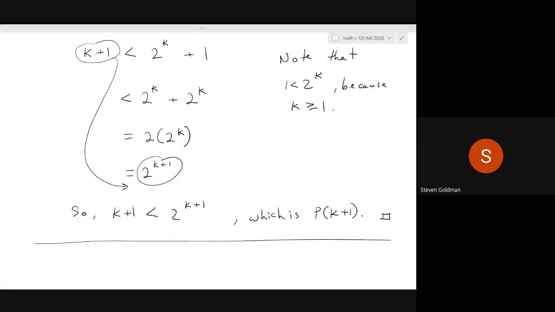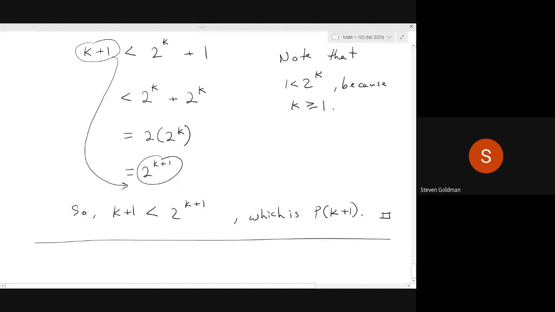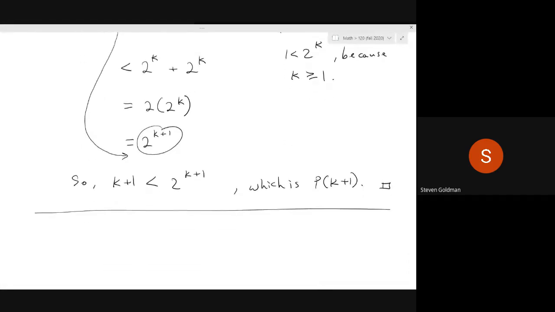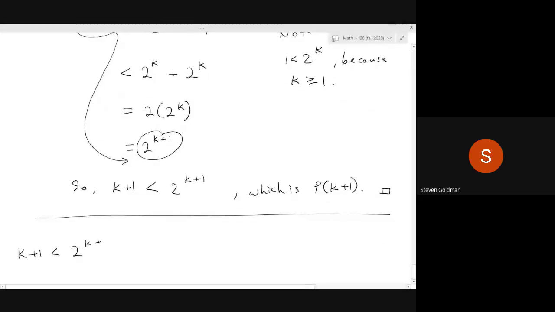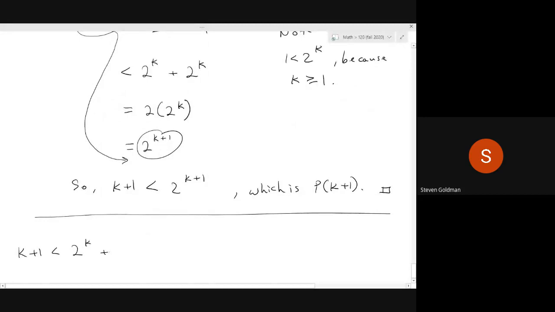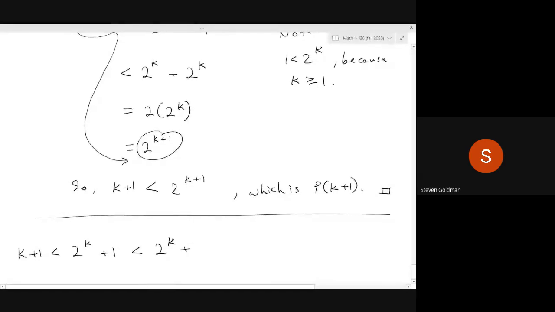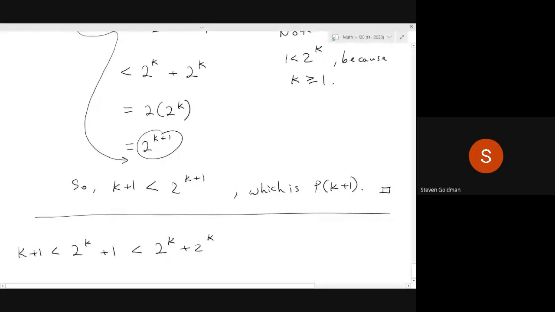Okay. All right, questions. Let's see. It switches to an equal sign. Oh, no. It didn't switch to an equal sign. What I had here, let me rewrite it here. I had k plus 1 was less than 2 to the k plus 1. Right? So just the right-hand side is equal. That right-hand side is less than 2 to the k plus 2 to the k. Okay. And that thing is equal to 2 times 2 to the k, which is equal to 2 to the k plus 1. All right.